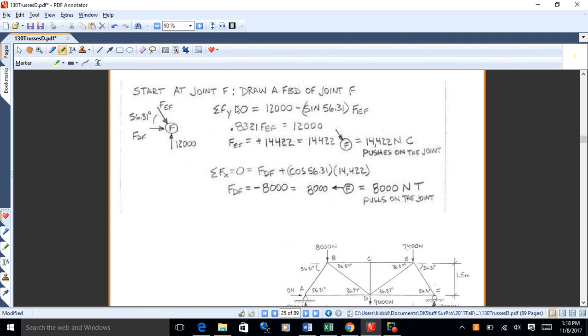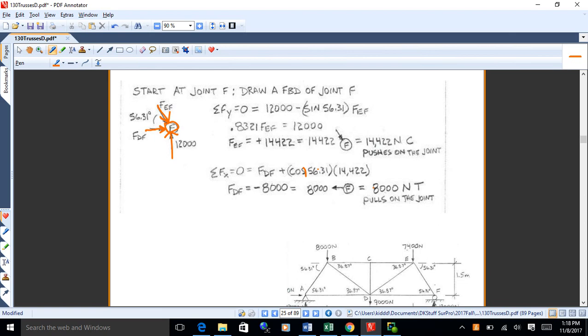So what I'm doing there, I'm going to take joint F and I'm going to draw it. So there it is. Right there. And then I've got 2 members that come into F, and I'm going to replace the members with forces. Now those are axial forces, so the line of the member is the line of the force. So FDF, I'll assume is horizontal. I'm assuming that it's pushing on F. And FEF is at a 56.31 degree angle. So I'll assume that that's pushing on F at that angle. And then I have the upward force of the reaction.